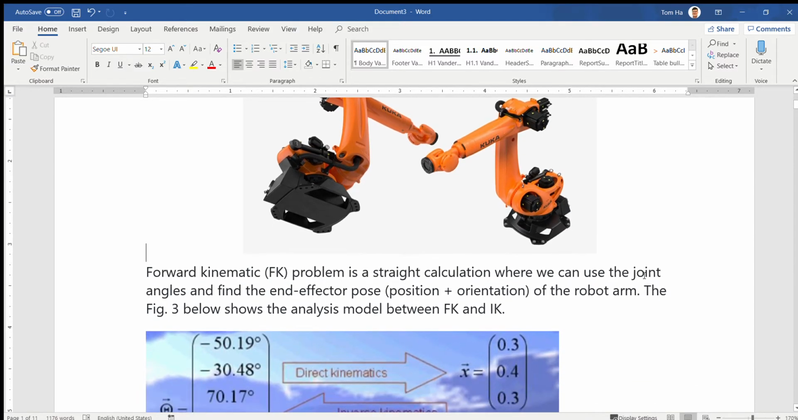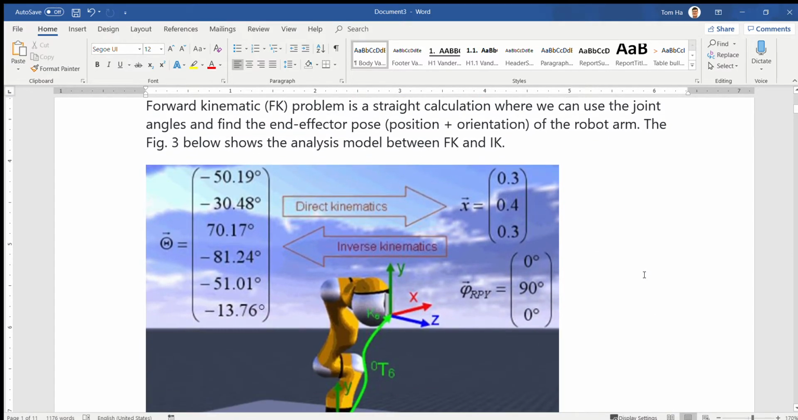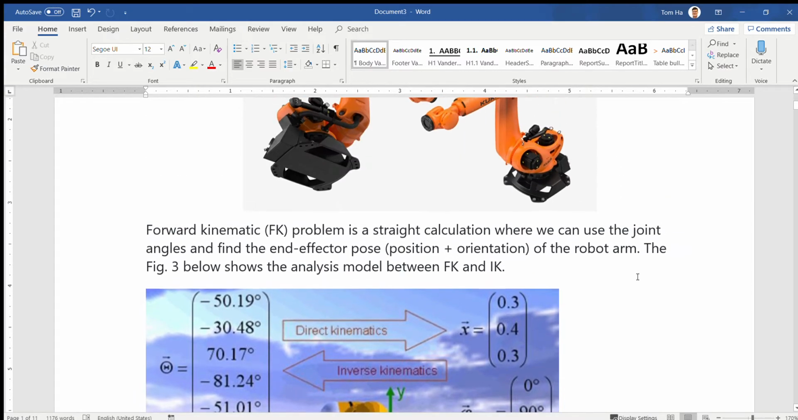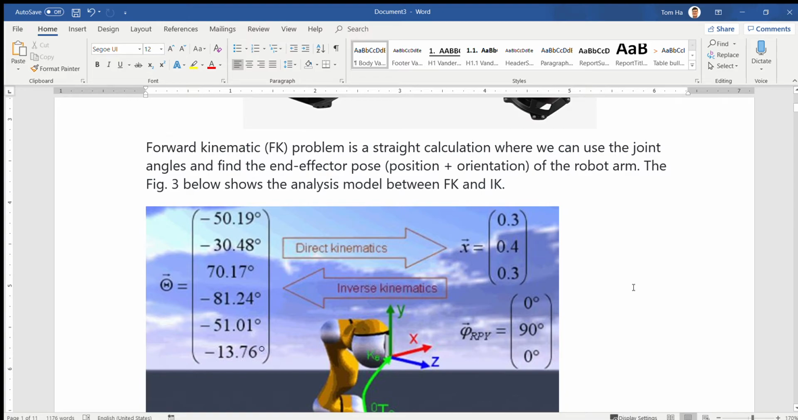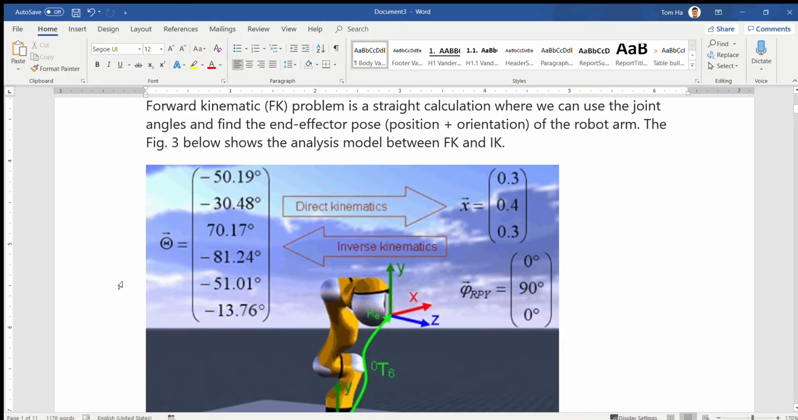So right here, the KUKA arm has 6 joints. Okay, let's go: forward kinematics. I hope you understand a little bit about forward kinematics, inverse kinematics, and the DH convention. Let me briefly remind you what the inverse kinematics and what the forward kinematics are.